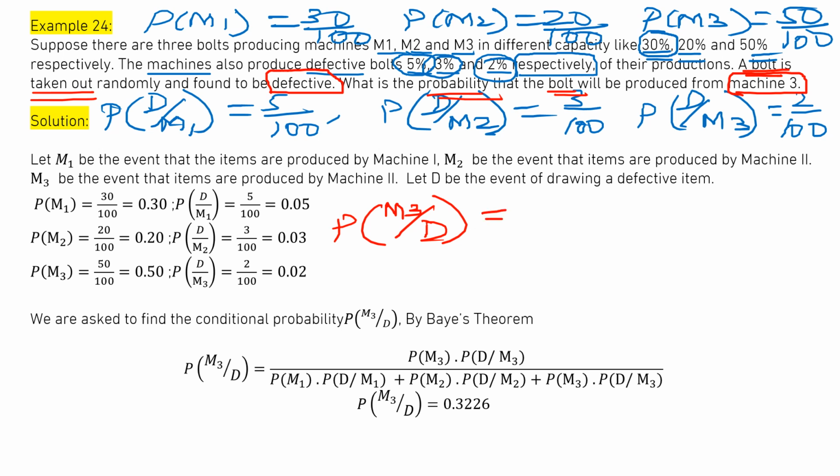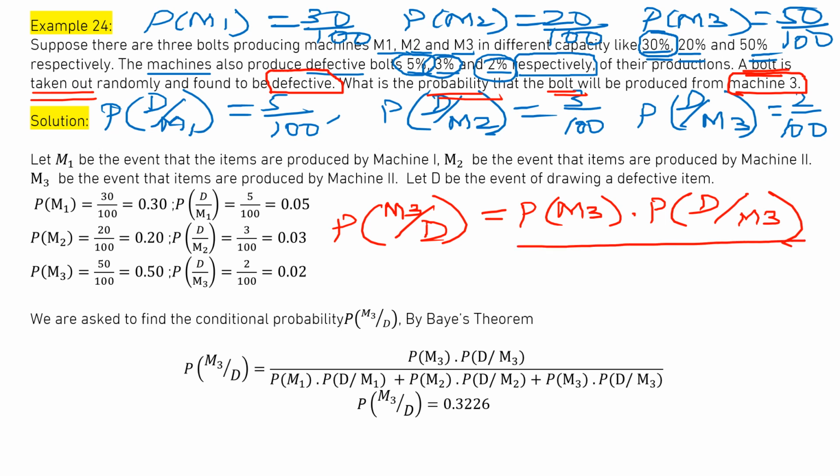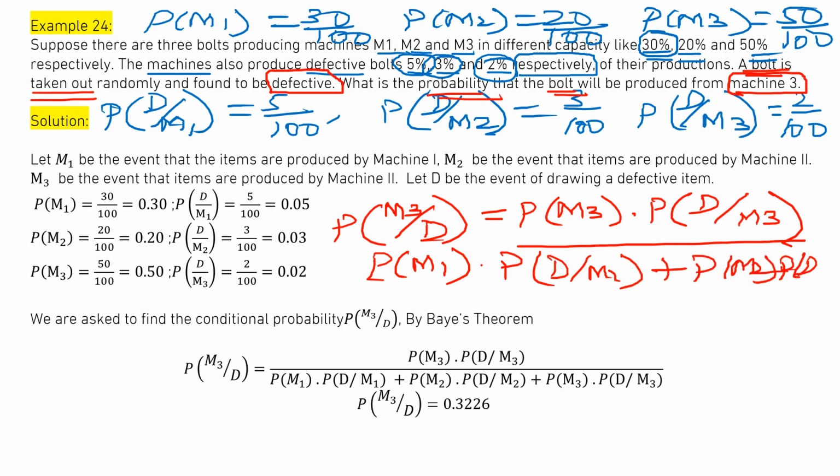So how to write Bayes theorem for this? Probability of M3, write the numerator value, times probability of D given M3. So this is the numerator. In the denominator we have to write the total probability. If I say total probability, you have to start from P of M1 times P of D given M1, plus P of M2 times P of D given M2, plus P of M3 times probability of D given M3.